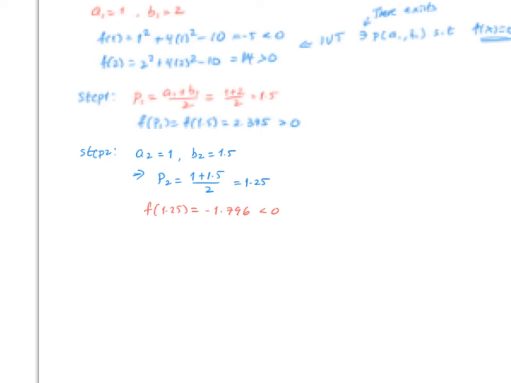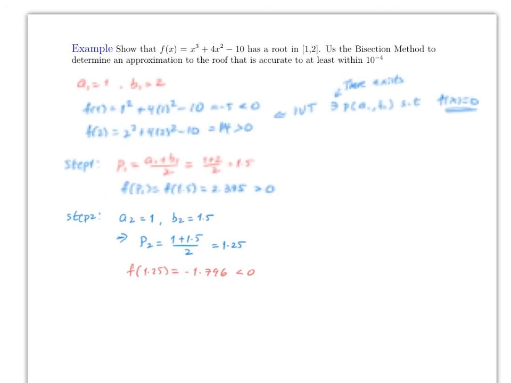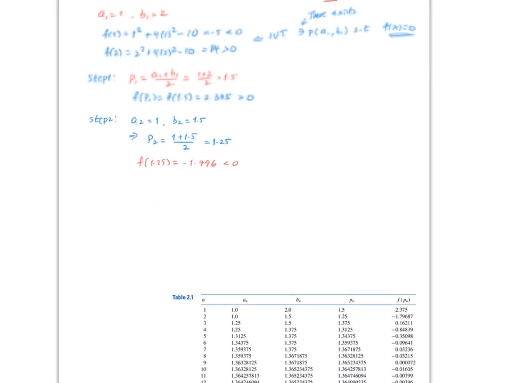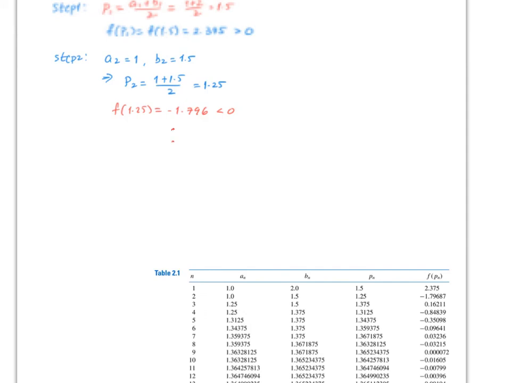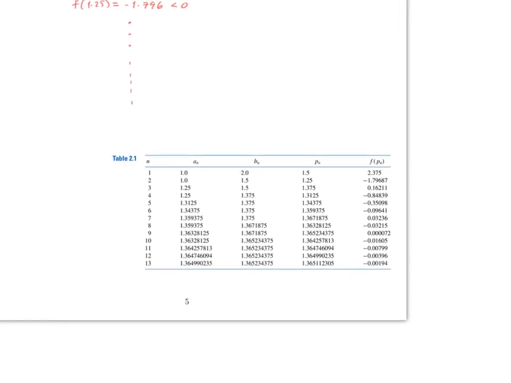Now, since the question is asking you to go all the way to an accuracy of 10 to the negative 4, you will see that you have to do a lot of steps. So if you keep going, after 13 steps, which to do by hand will be brutal, you will get to 10 to the negative 4.